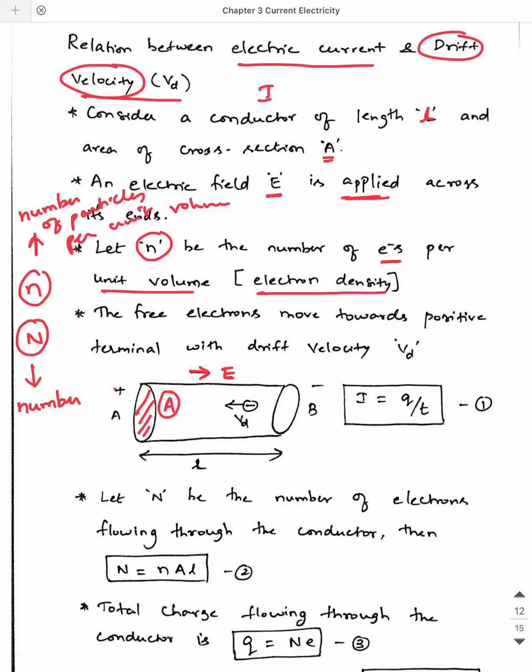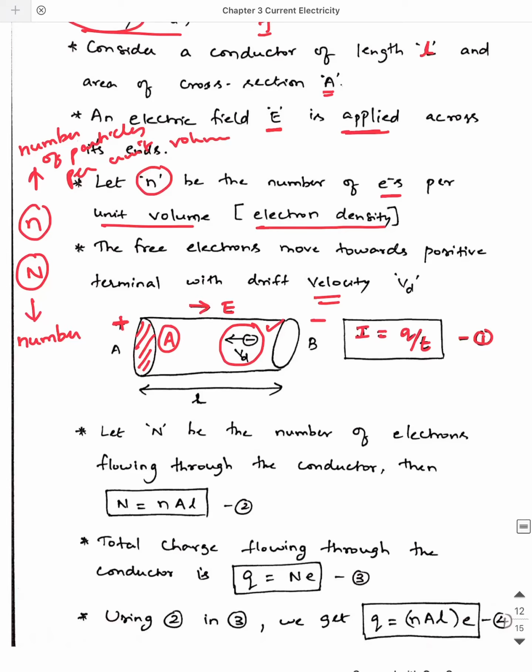Now when this conductor is subjected to an electric field at the ends, what will happen to the electrons? The electrons tend to get drifted towards the positive charge with a drift velocity of Vd. The free electrons move towards the positive terminal with the drift velocity Vd. Since the electrons have started to drift within the conductor, there is current present inside. We know the expression for current, I is equal to Q divided by T. This is the average value of the current. Let this be expression number 1.